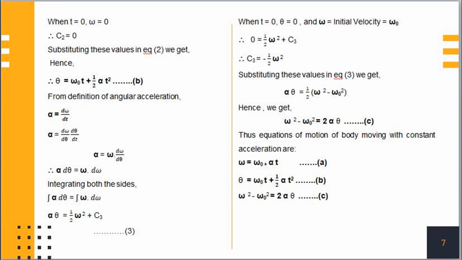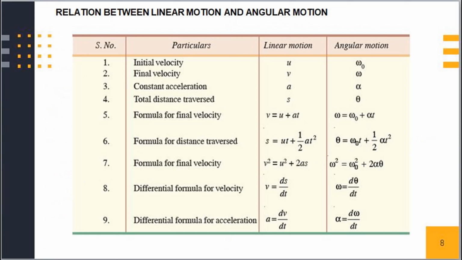Thus the equations of motion of a body moving with constant acceleration are: number 1, ω is equal to ω0 plus αt. Number 2, θ is equal to ω0 t plus 1/2 α t squared. And number 3, ω squared minus ω0 squared is equal to 2αθ.